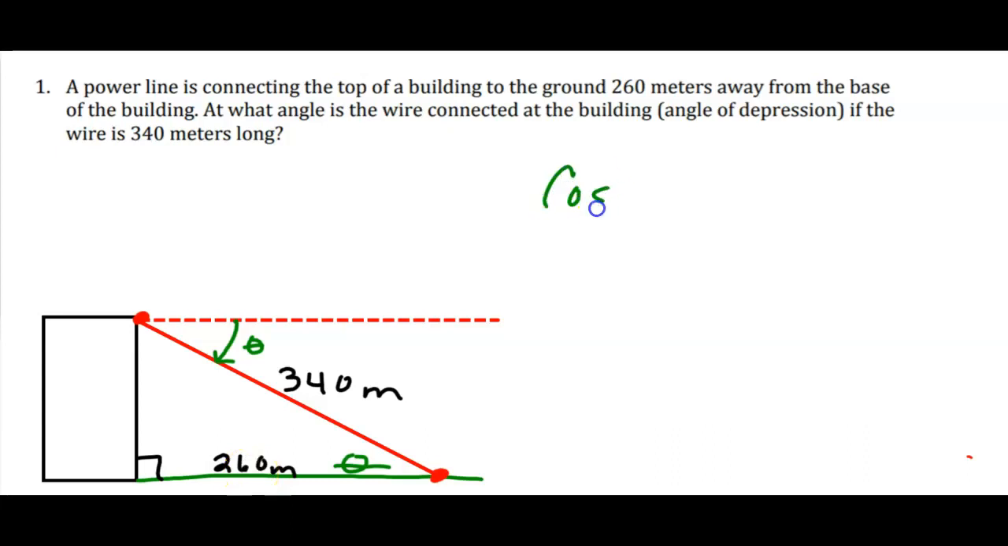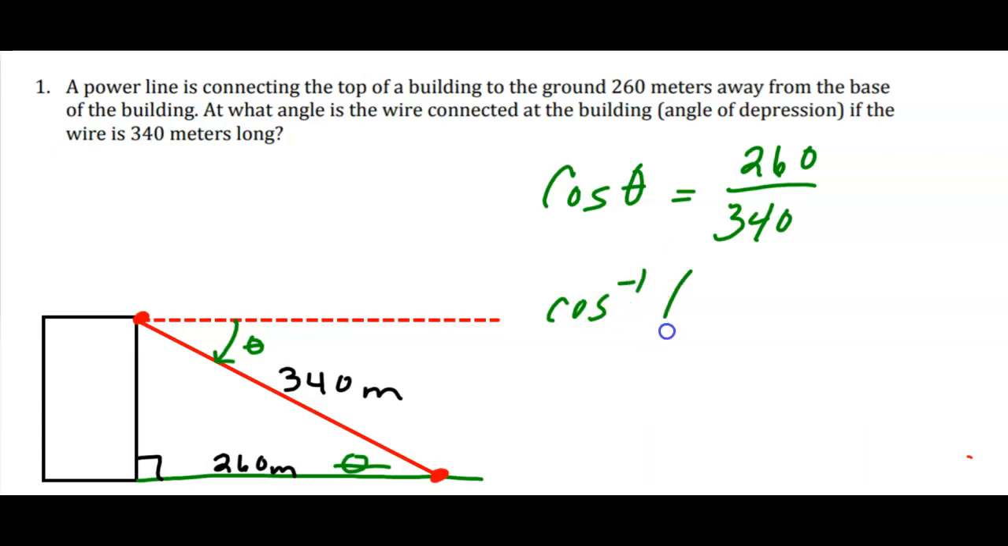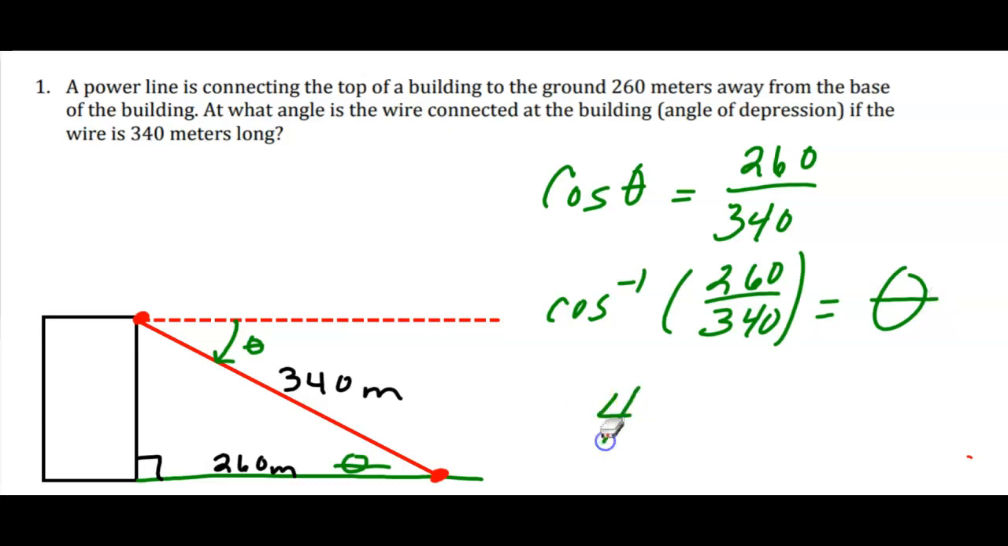So you're just going to do cosine of theta equals your adjacent, which is 260, over your hypotenuse, which is 340. And then you're just going to go to your calculator. You're going to punch in cosine inverse of 260 over 340, or you could reduce that if you want. It doesn't matter, you're going to get the same answer. For all these answers, we're going to round to 2 decimal places. So punching that in your calculator, you end up with 40.12 degrees.